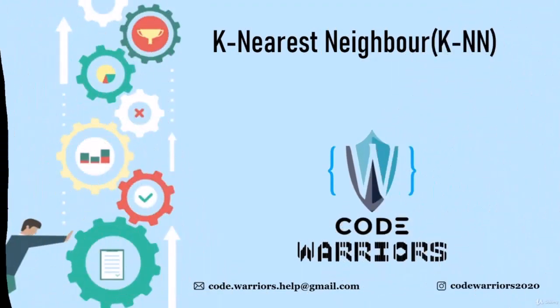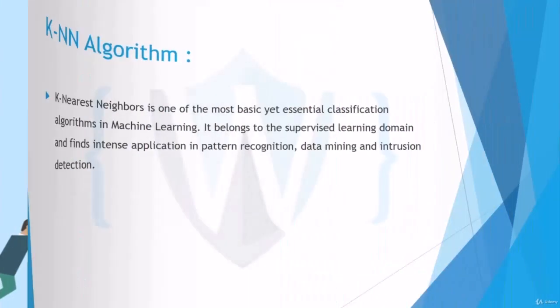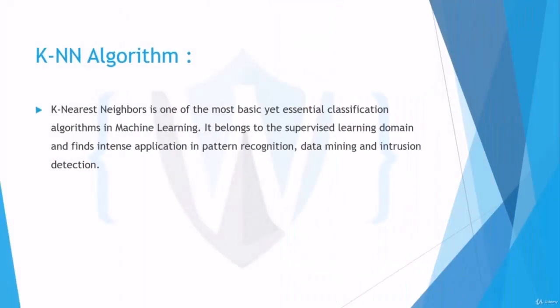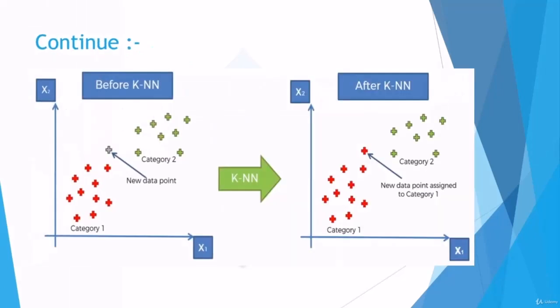Hi everyone. Today we are going to learn about the k-nearest neighbor, or KNN, algorithm. So let's start with what is KNN. KNN is one of the basic classification algorithms used in machine learning, and its main focus area is pattern recognition, data mining and many more. So let's see how this KNN algorithm works.